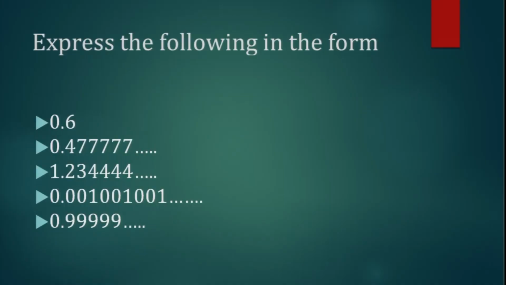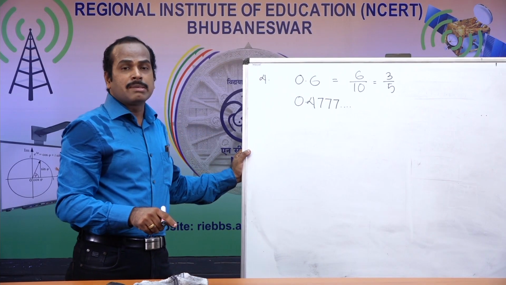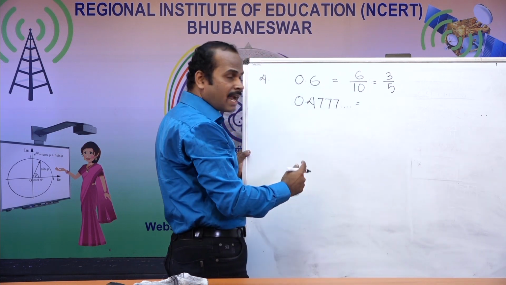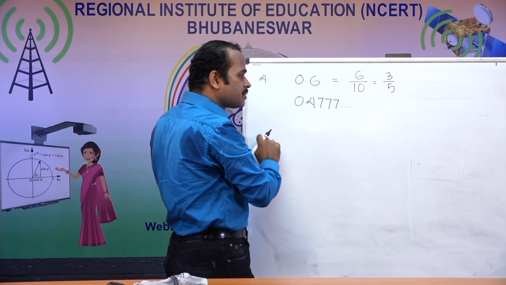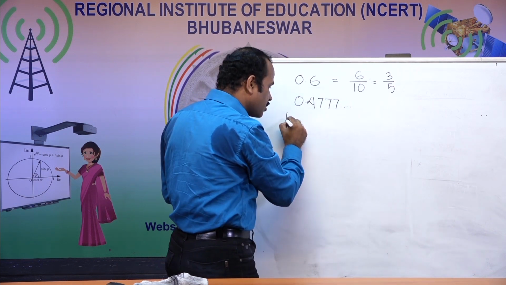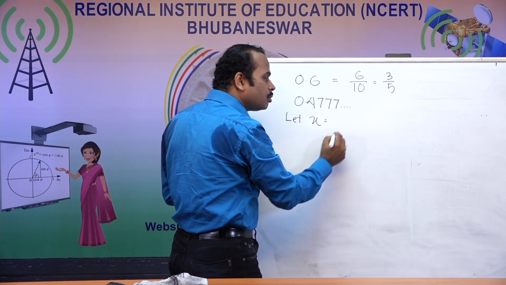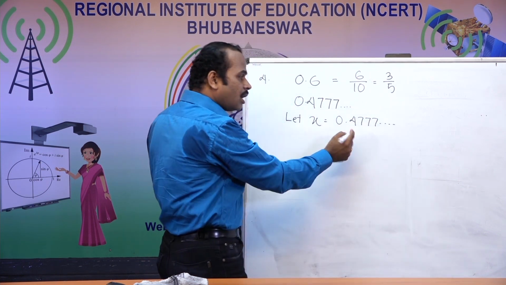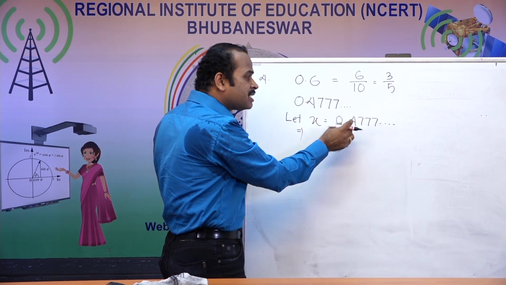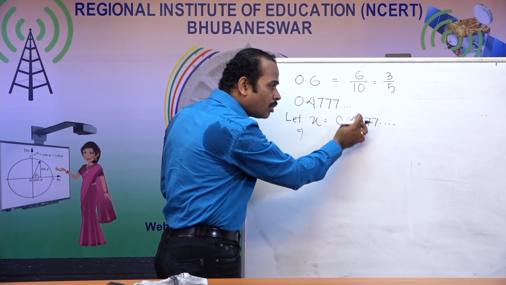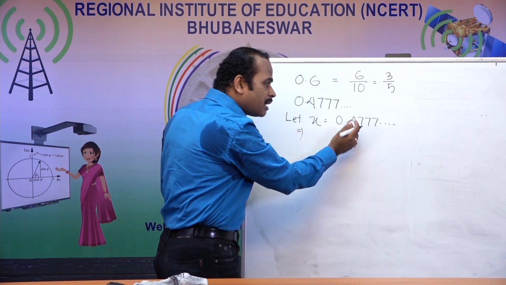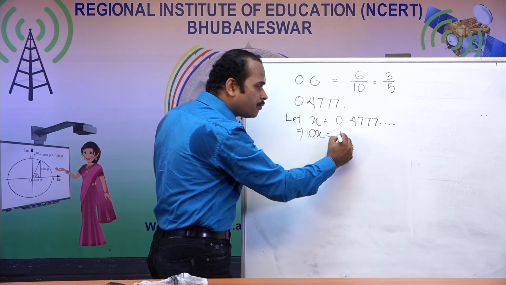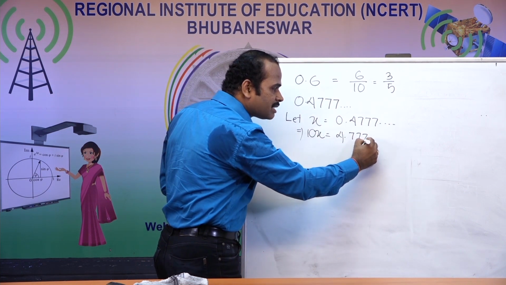Now next we'll discuss 0.4777 and so on. Here it is a non-terminating decimal number, non-terminating but repeating. So how to convert such numbers? For that we have to use some process. So let x equal 0.4777 and so on. Now how many digits are repeated? How many digits are not repeated on the other side? Only one digit, 4, is not repeated. So let me multiply by 10. When I multiply by 10, I find 10x equal to 4.777 and so on.